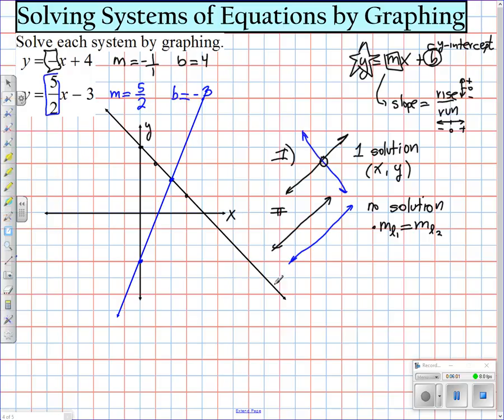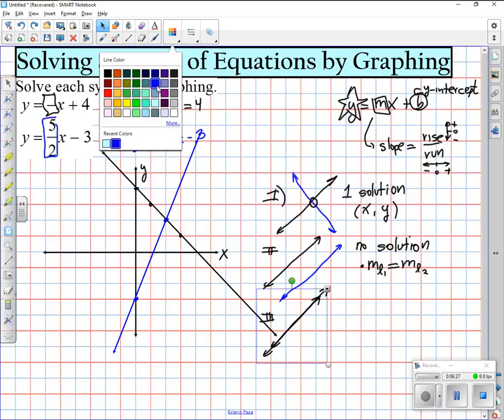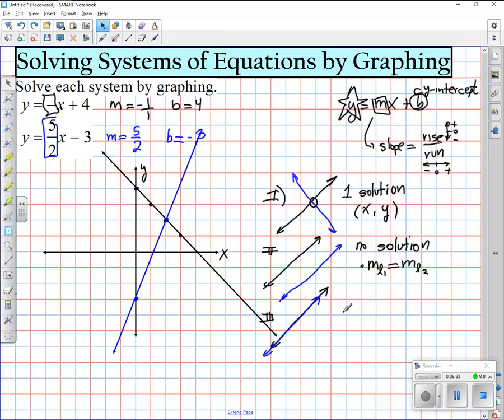And then case number three: maybe one line is on top of the other. If I draw one line that way, my other line will be right on top of that one. The solution is whatever they have in common, and these lines have many things in common. So in this case, my answer will be many solutions.